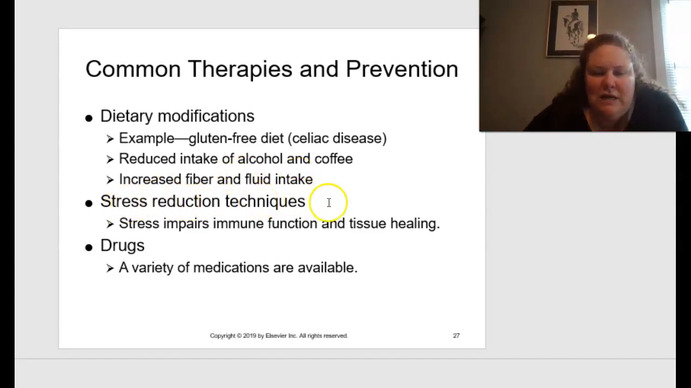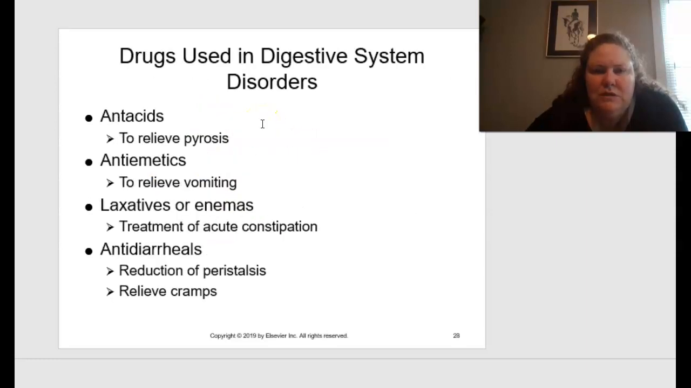Also, stress reduction techniques, which I know is kind of laughable in 2021 because we're still in the middle of a pandemic, right? And because stress impairs immune function and tissue healing. And then you can also have medication. This is where there's a variety of medications that are available to help treat any of these disorders.